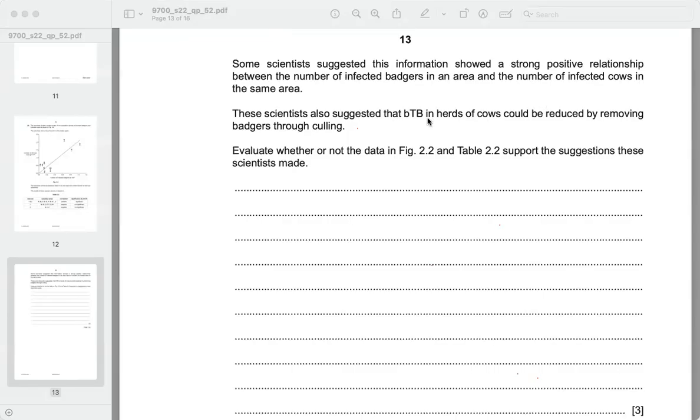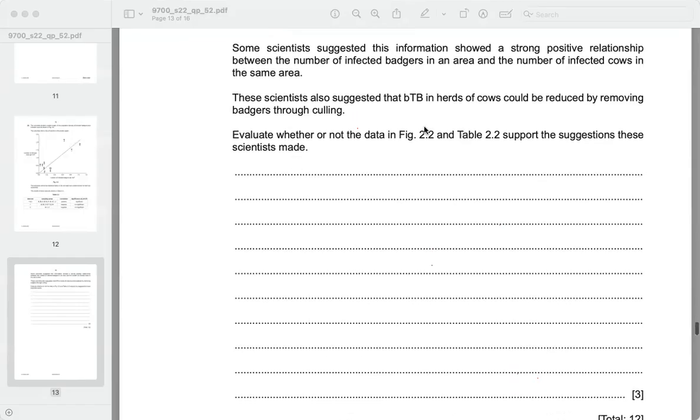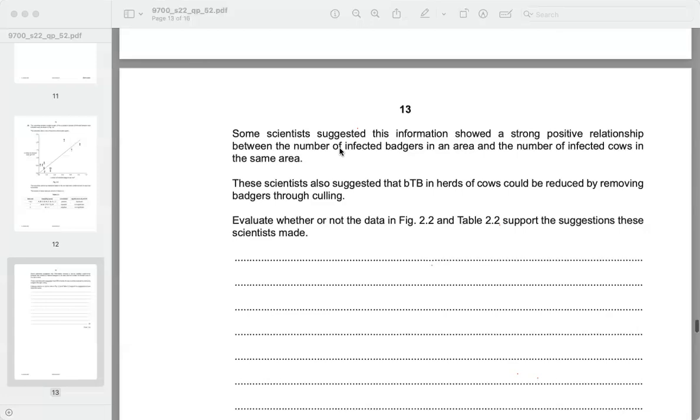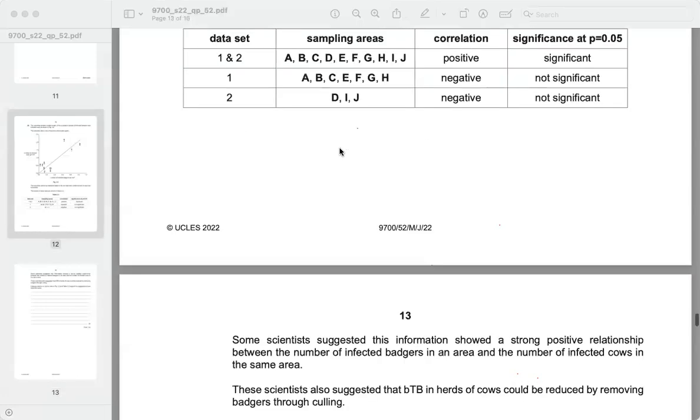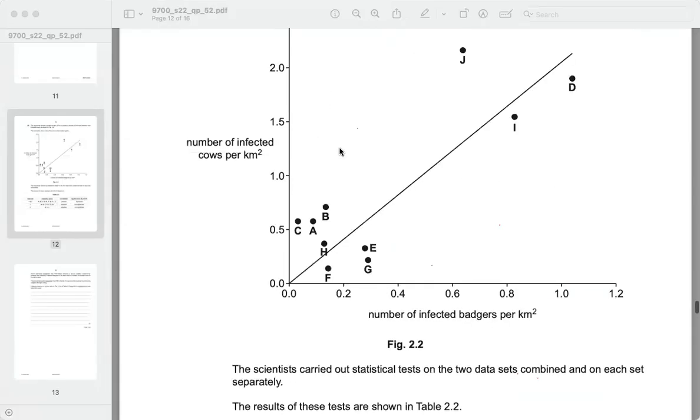These scientists also suggested that the bovine tuberculosis could have been reduced by removing the badgers through culling. Evaluate whether or not data in this table and the figures support the suggestion made by the scientists. Now we have to look at the graph as well as the table.